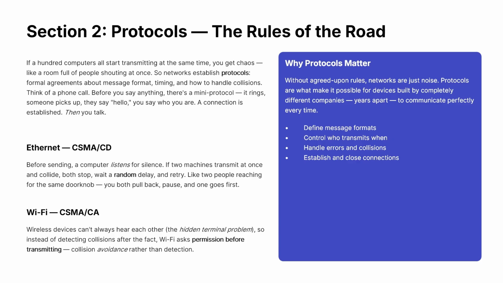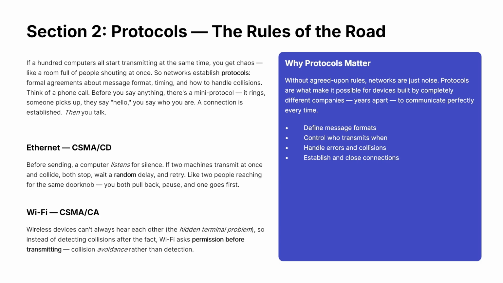One famous protocol is called CSMA-CD, Carrier Sense Multiple Access Collision Detection. This is what Ethernet networks use. Here's what it means in plain English. Before sending, a computer listens to see if the line is quiet. If it is, it starts transmitting.